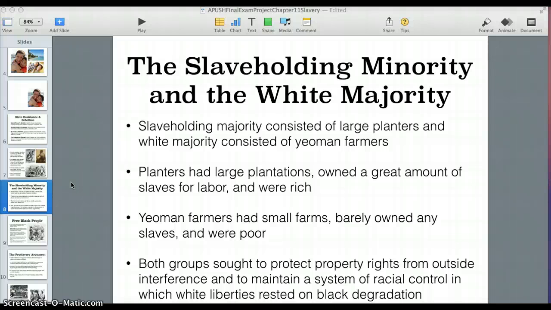Both groups sought to protect property rights from outside interference and to maintain a system of racial control in which white liberties rested on black humiliation. Yeomen and planters clashed over economic issues. Large slaveholders needed better credit and marketing facilities, which called for banks and internal improvements. Non-slaveholding farmers opposed banks and state-funded economic projects. They viewed bankers as grasping outsiders who wanted to rob them of their economic independence and suspected that state involvement in the economy led only to higher taxes and increased public debt.